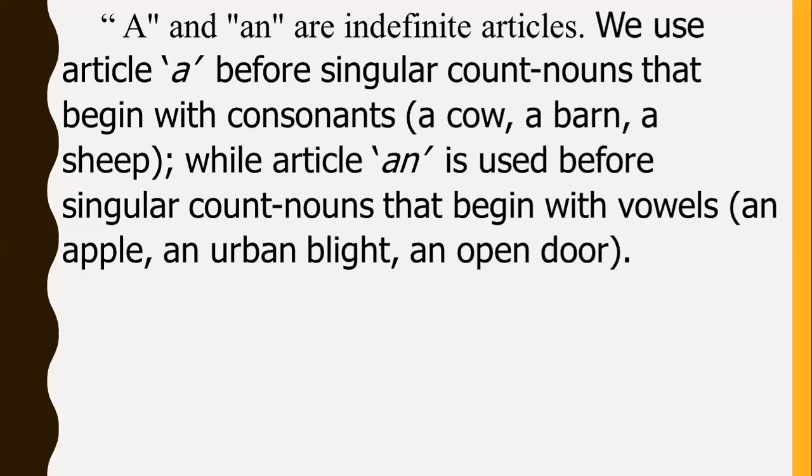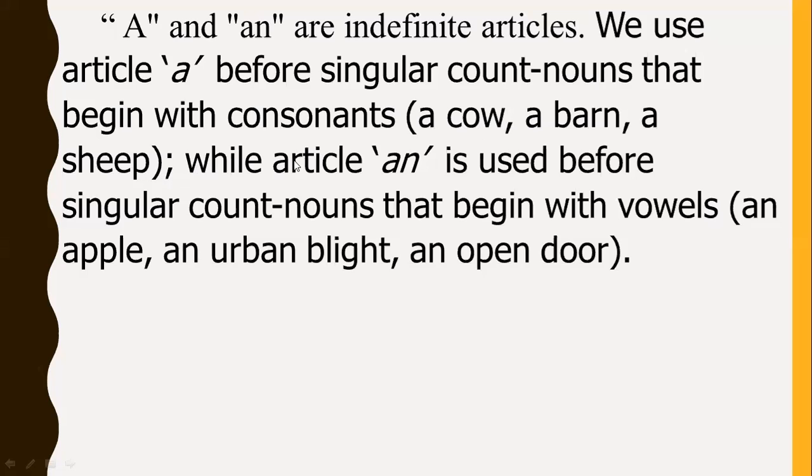Now, when you look at the first example, a cow, the first letter there is letter C. It represents sound K. So it's going to be preceded by article a. The same thing applies to the second one, which is B. Letter B represents sound B. And the last one, sheep, represents sound sh.